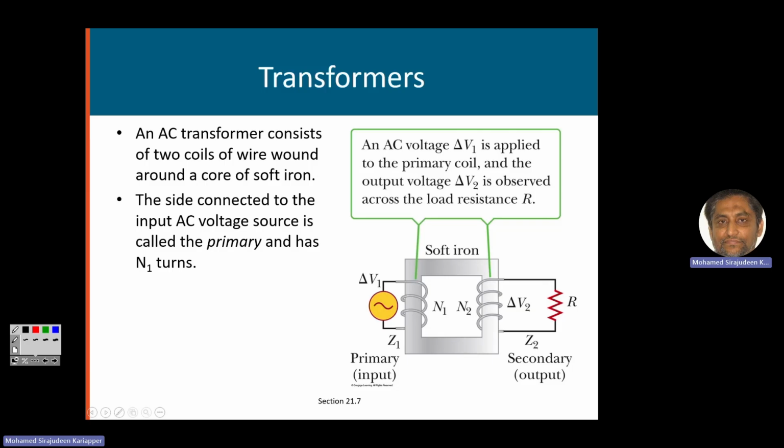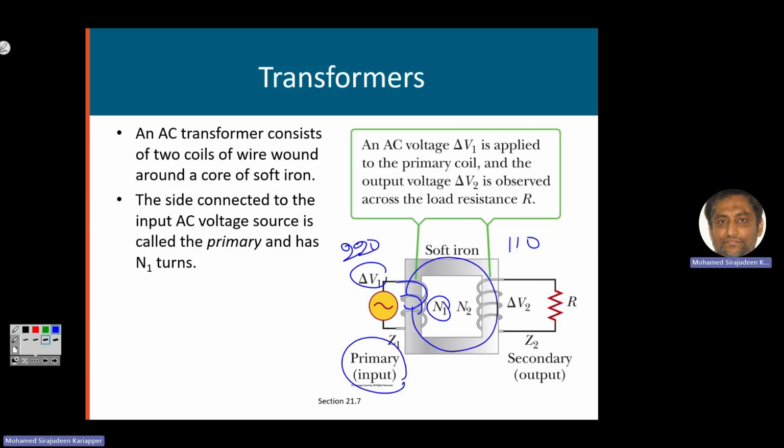What is a transformer? A transformer is something that changes from one voltage to another voltage. Maybe you have 220 volts, and I want to make it 110 volts, step down. So we use coils. This is the input, the primary coil. It will have a certain number of turns.